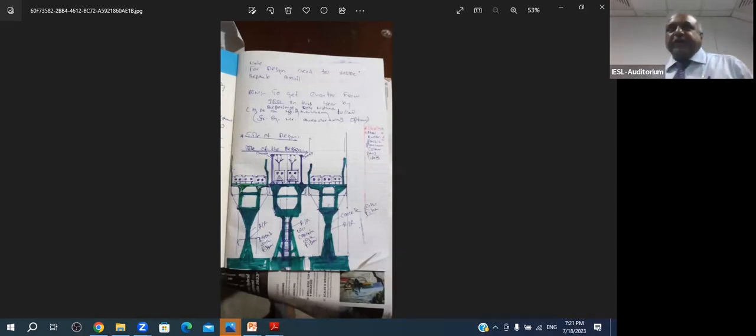Yes. So basically, I-girders will not be used for more than 30 meters anyway. 30, 40, maximum 40.